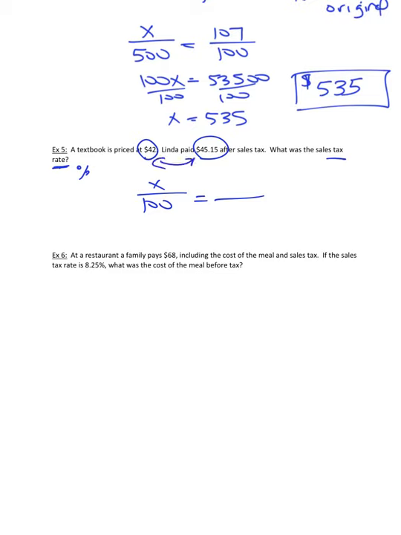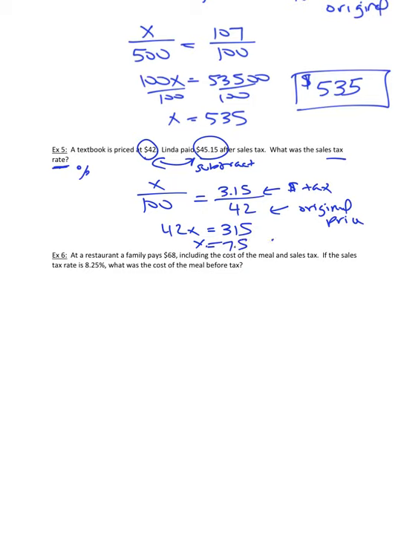So what you're going to do is subtract these to find out what the tax amount was. So $45.15 minus 42 is going to give you $3.15 in tax out of the original price of 42. So I'm putting the tax amount in dollars over the original price, and I'm going to find out what percent that is, x out of 100. So when I cross multiply, I have 42x equals 3.15 times 100, which is 315. I'm going to divide both sides by 42, and that's going to give me 7.5. So she's paying a 7.5% sales tax.